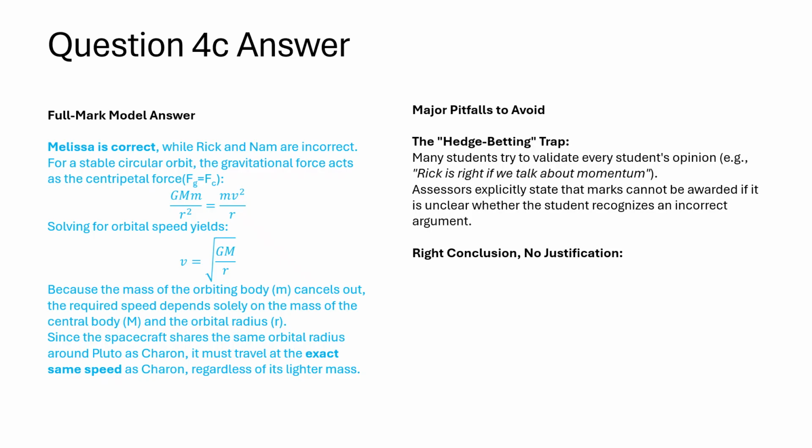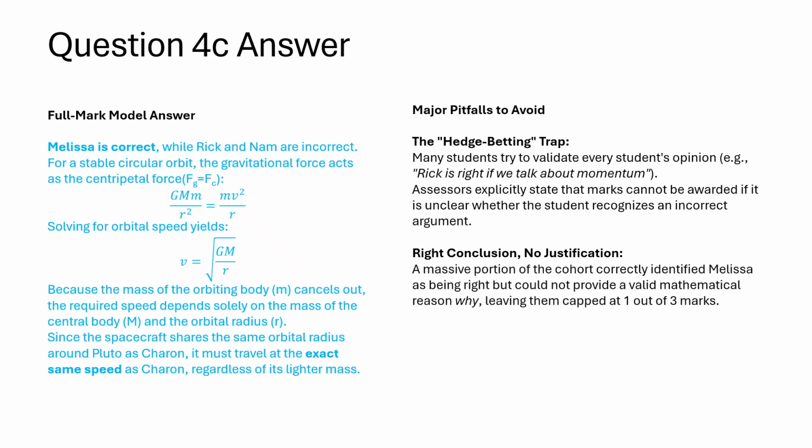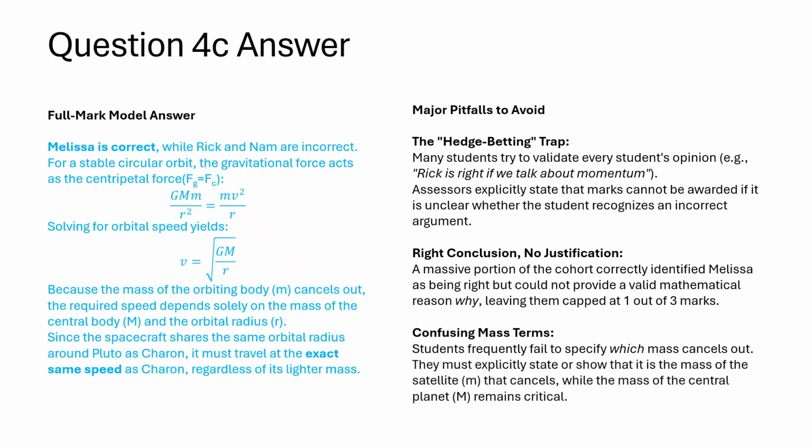Right conclusion, no justification. A massive portion of the cohort correctly identified Melissa as being right, but could not provide a valid mathematical reason why, leaving them capped at 1 out of 3 marks. Confusing mass terms. Students frequently fail to specify which mass cancels out. They must explicitly state or show that it is the mass of the satellite, m, that cancels, while the mass of the central planet, M, remains critical.